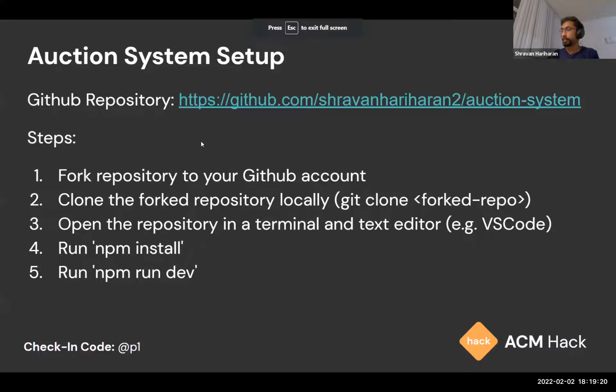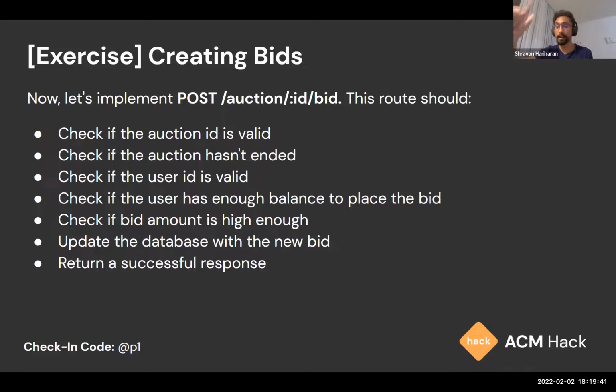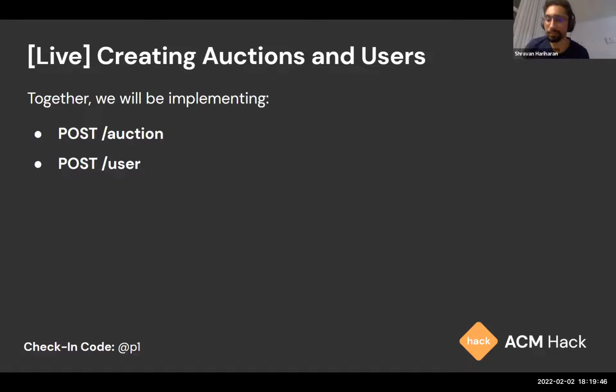So again, if you want the instructions on the screen, that's right here. You can refer to this slide if there's any setup issues. But this is what we did in our code. So together, let us implement these two functions. I'm going to go over how we can implement these functions, and then as an exercise, you all are going to be implementing the bid creation route. So that's going to be the game plan for this interactive session. Okay, cool. So how should we implement post/auction and post/user? Let's do that right now.